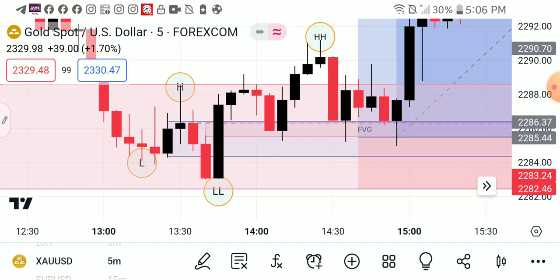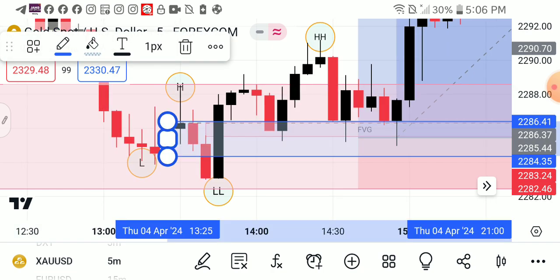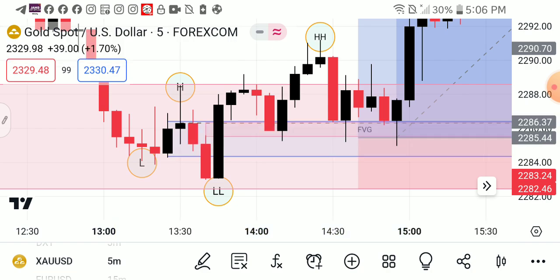So what did I do? I picked my rectangle box. You can see it right here. I picked my rectangle box and marked that candle out and I extended it into the future. So now, a breaker block must have a fair value gap. If it doesn't have a fair value gap, that breaker block is not valid. So for the breaker block to be valid, it must have a fair value gap.